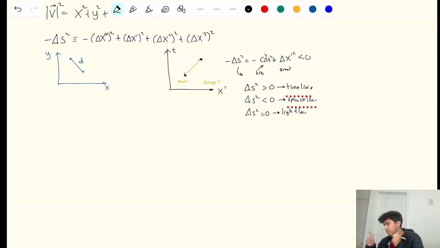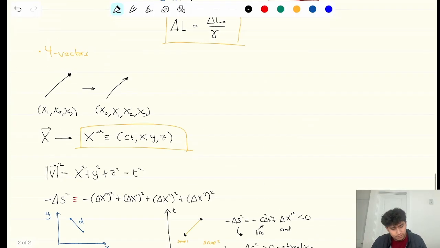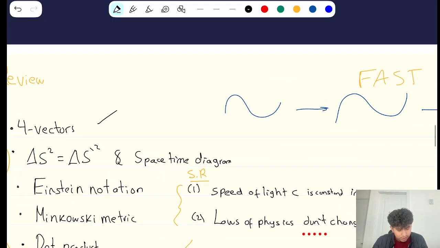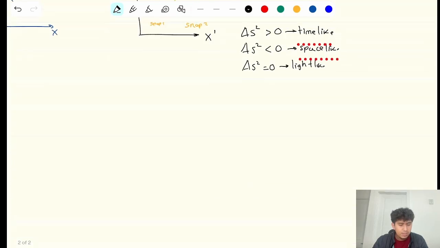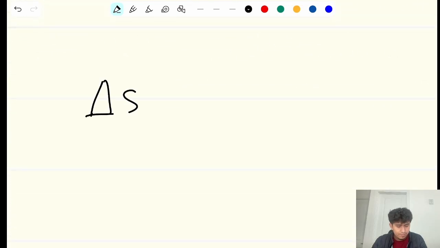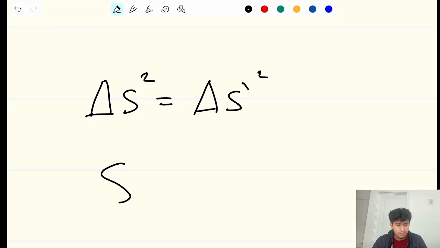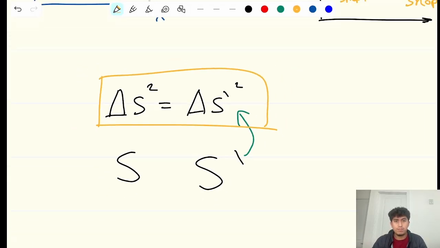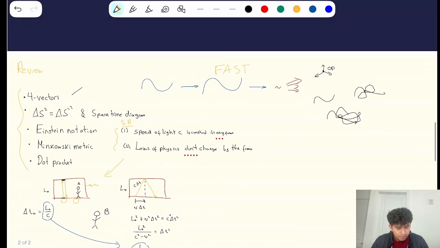Okay. Next thing, let's see. Okay, we checked this one. Now the invariant interval doesn't change, and it is described by this. Let's say we have a frame S and a frame S prime. Whenever we write the prime, it just means the other frame. Then this stays the same. Cool. That's the whole thing you have to remember.